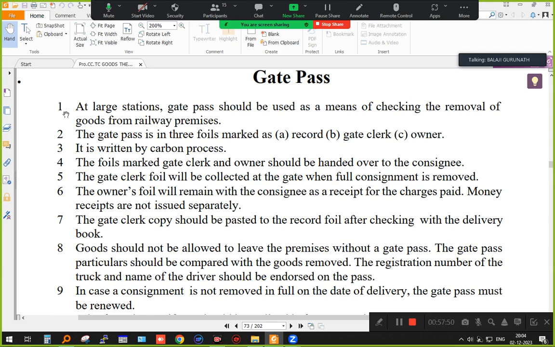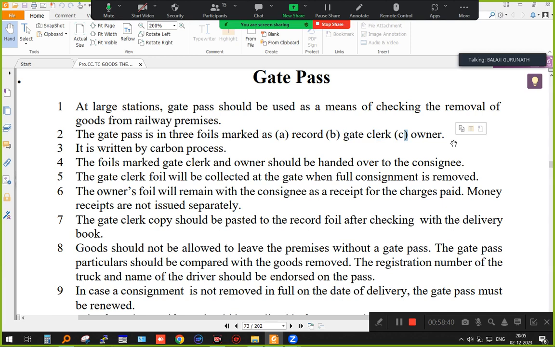Okay. Gate pass at large stations. Please remember, this is only at big stations where hundreds of customers are there, and parcels keep coming in and going out. So keeping track of who has taken which parcel is difficult in such stations, large parcel offices or goods sheds. Gate pass shall be used as a means of checking the removal of goods from the railway premises. So what is the main purpose of a gate pass? The main purpose of the gate pass is to check the removal of goods from the railway premises. The gate pass is in three foils: record file, gate clerk file and owner file.